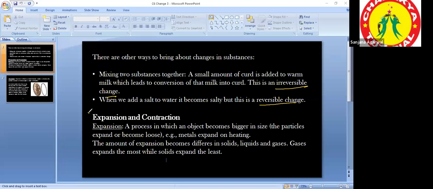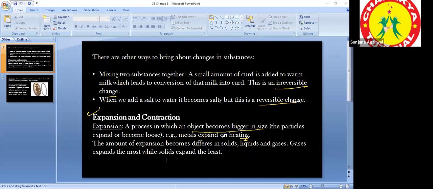Okay, next important topic is expansion and contraction. What is expansion? By the name itself, it's clear that something is getting bigger in size. A process in which an object becomes bigger in size, that is, the particles expand or become loose, or you can say the particles are loosening up. Example, metals expand on heating. The amount of expansion differs in solids, liquids, and gases. Gases expand the most while solids expand the least.